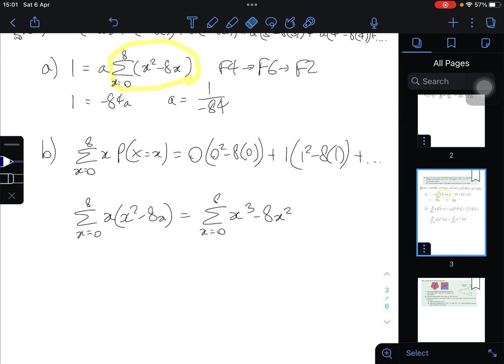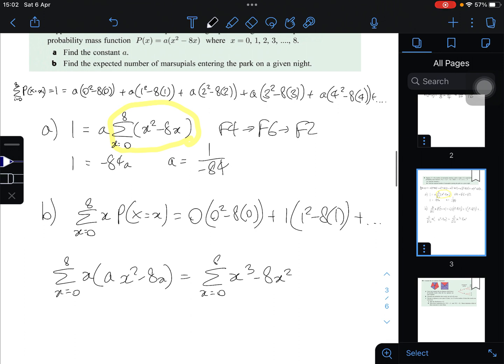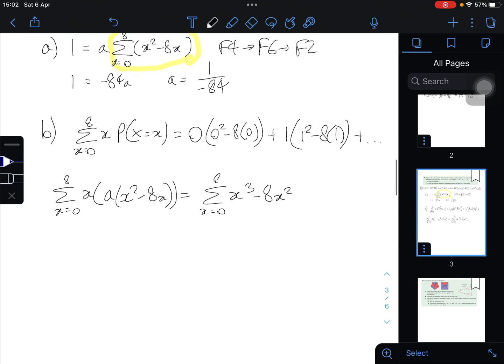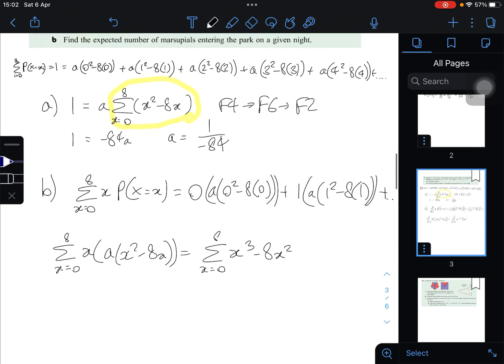So within here, we had A lots of that. Or in each of these cases here, I've missed out the A, like the above line where I've put A in. So you'd really have A times this. And then in the next one, you'd have A times that, basically, because that's the definition for P of X.